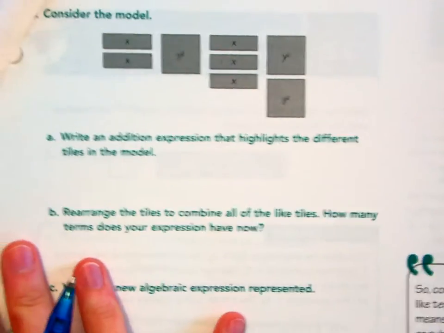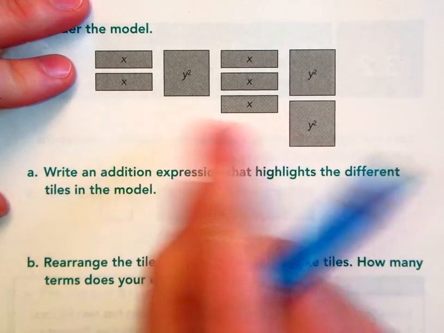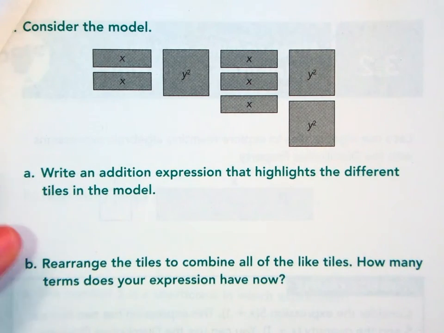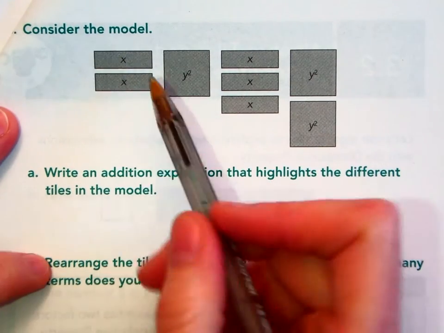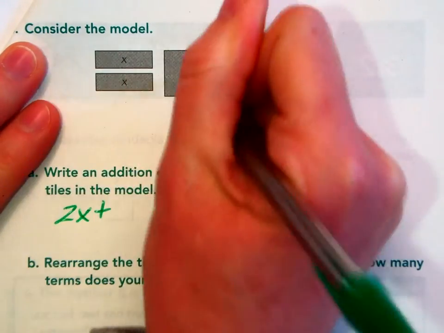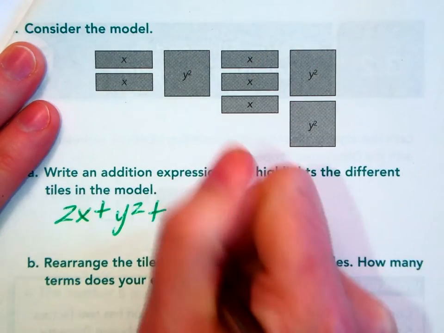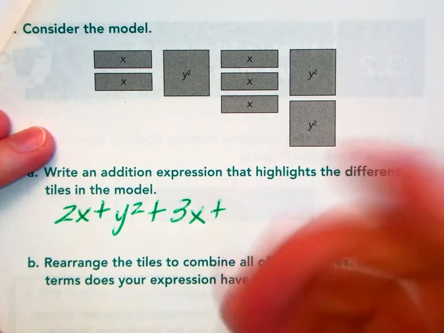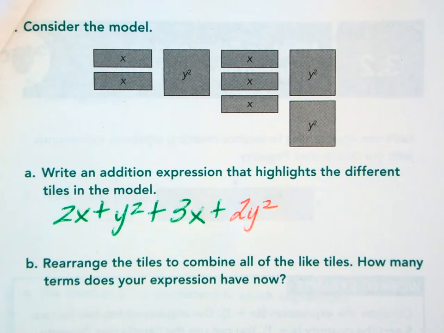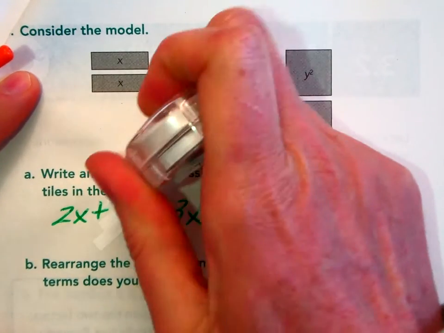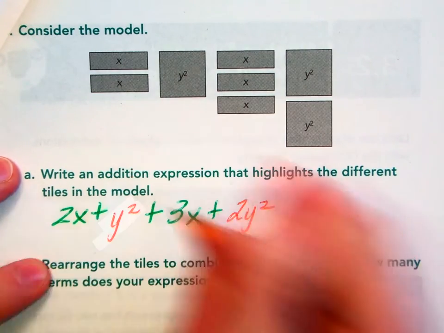Consider this model. They didn't put all the groups together for us. There are separated groups here. Write an addition expression that highlights the different tiles in the model. Okay, we're going to first write our expanded version. Let's see. We could do x plus y squared, but I'm going to combine some groups here. I've got two x's here, plus I've got one y squared here, plus I have one, two, three x's here, and then I have one, two y squareds there. In fact, I'm going to keep this color-coded the best I can to help illustrate this for you. So I'm going to change this y squared to orange, because we did make our y's orange.